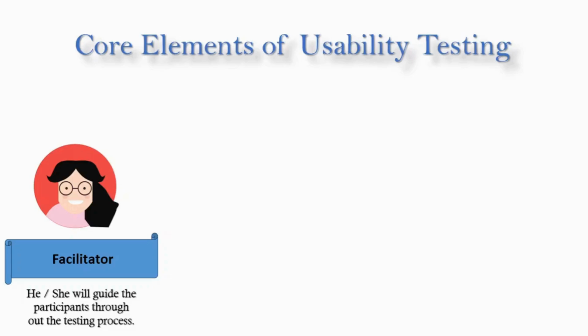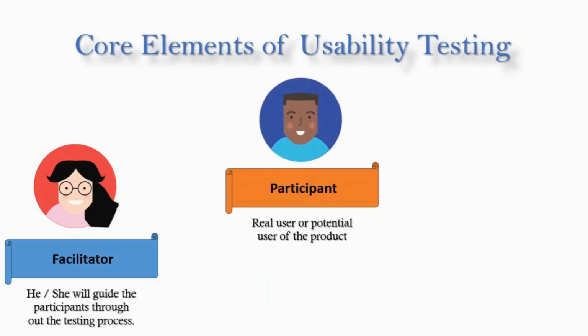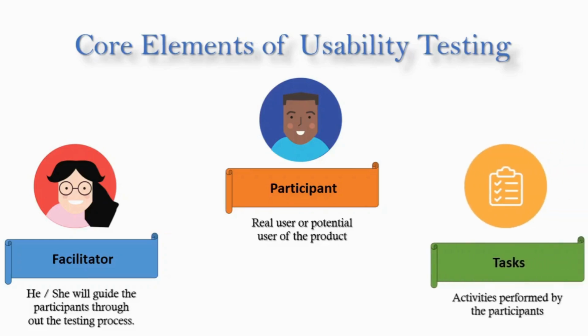Now the second element of usability testing is the participants. Participants are the real users, or we can say the potential users of the product. Participants are going to perform some tasks. And the third element of usability testing is the task, meaning the product which we have designed. So during usability testing, the participants are going to perform some tasks, and the facilitator is going to check whether the participants are able to perform those tasks or not. So these are the three core elements of usability testing.